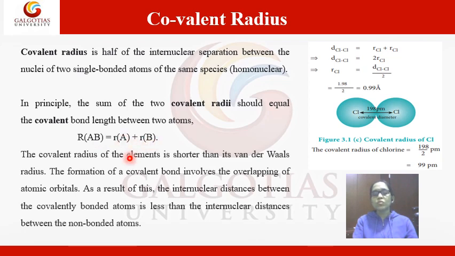The covalent radius of an element is generally less than the van der Waals radius, because the formation of a covalent bond involves the overlapping of atomic orbitals. As a result, the internuclear distance between covalently bonded atoms is less than the internuclear distance between non-bonded atoms. When we calculate the van der Waals radius, we measure the internuclear distance between two non-bonded atoms, or the bonded atoms of two different molecules. So always the covalent radius is smaller than the van der Waals radius.